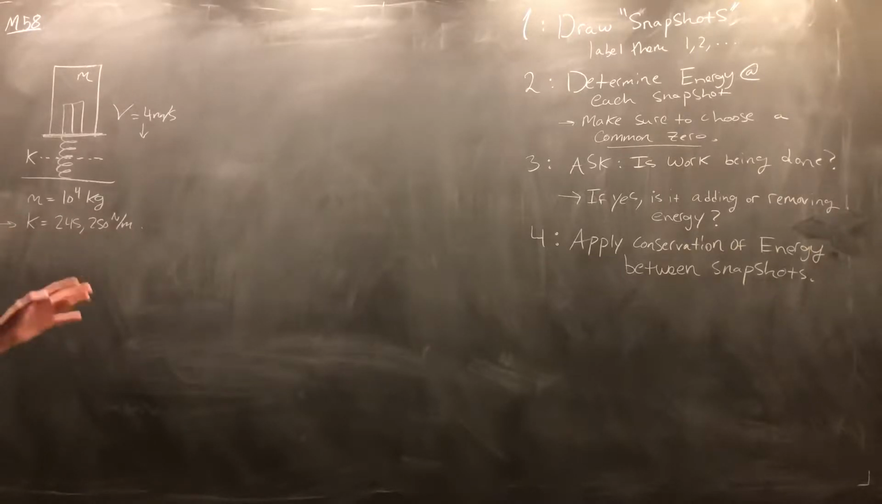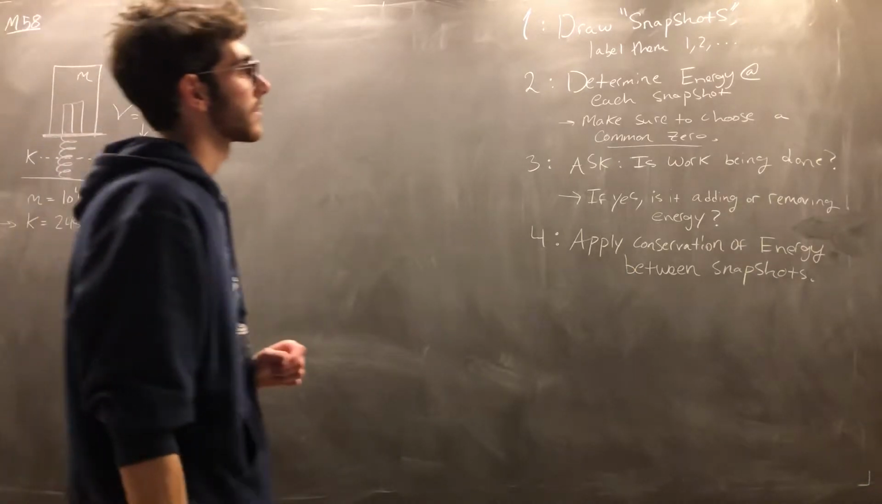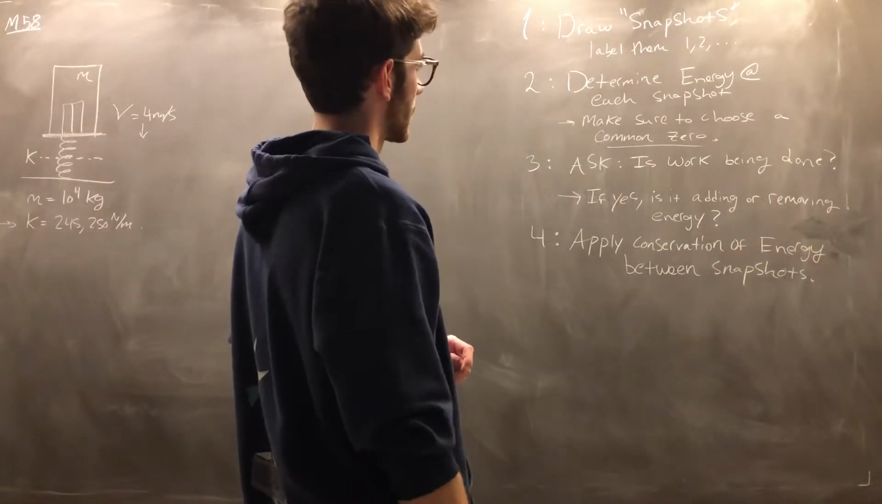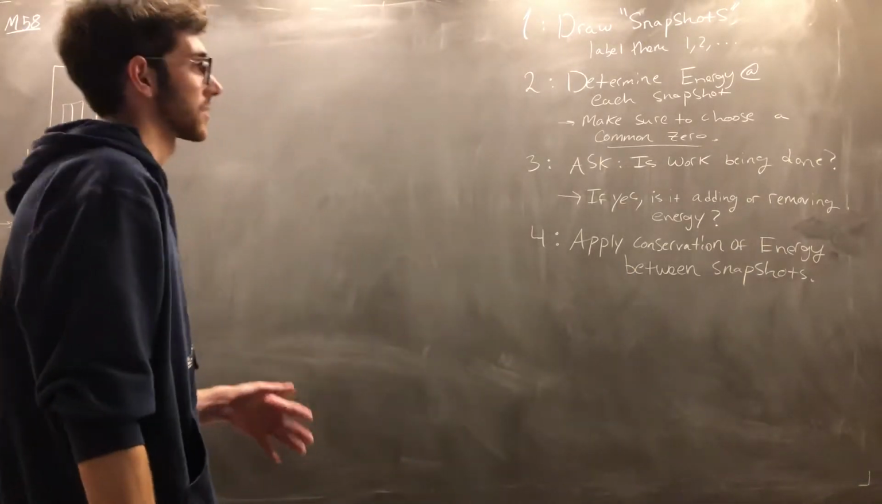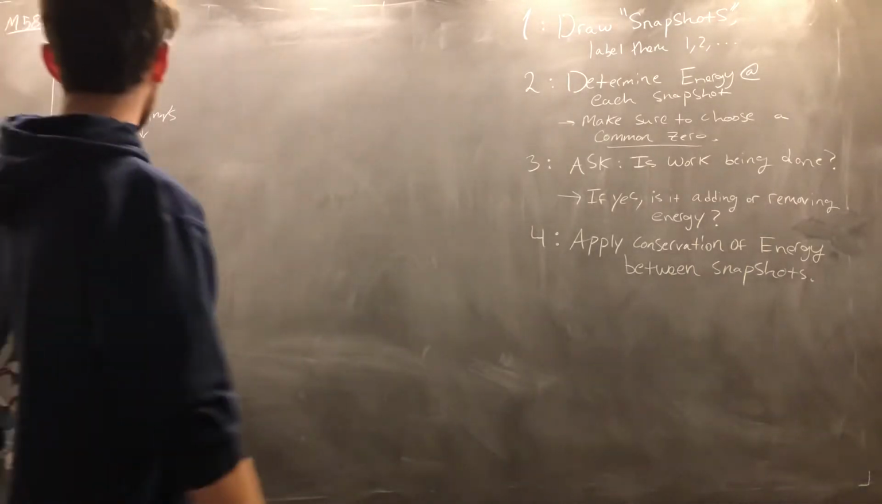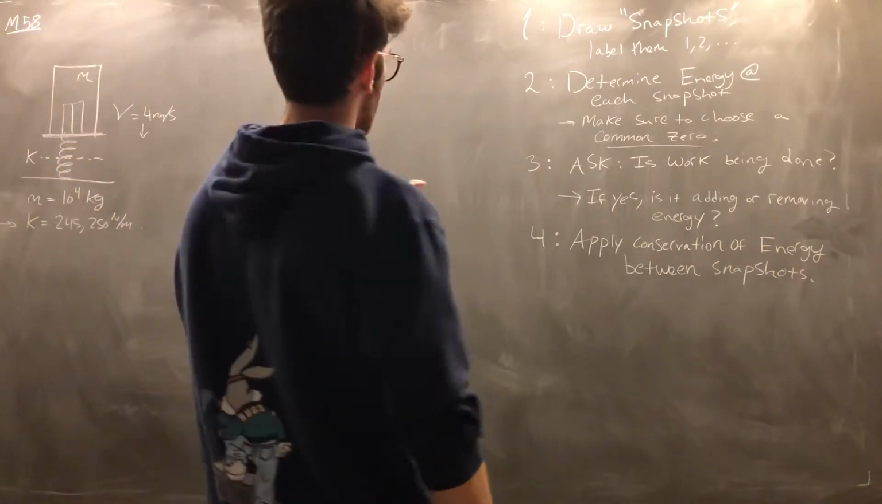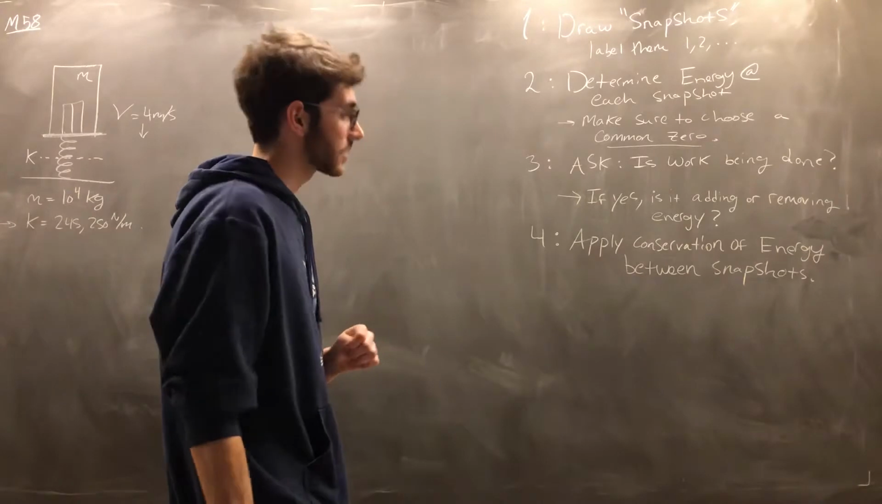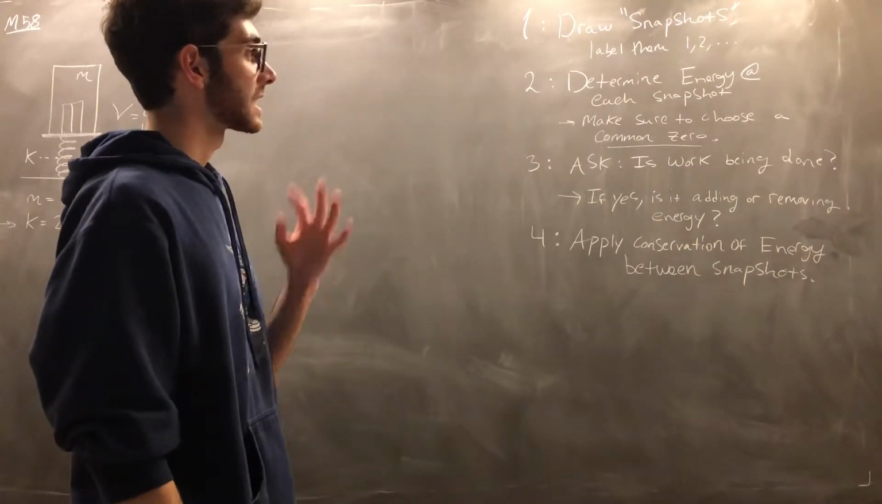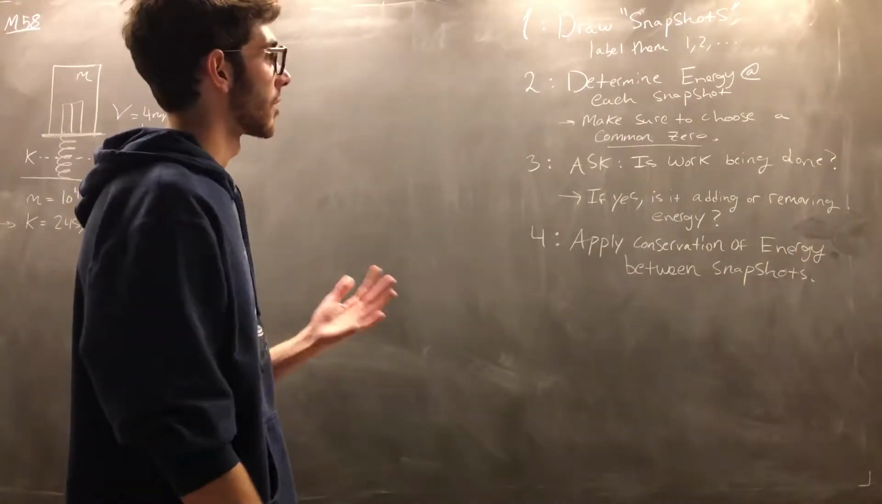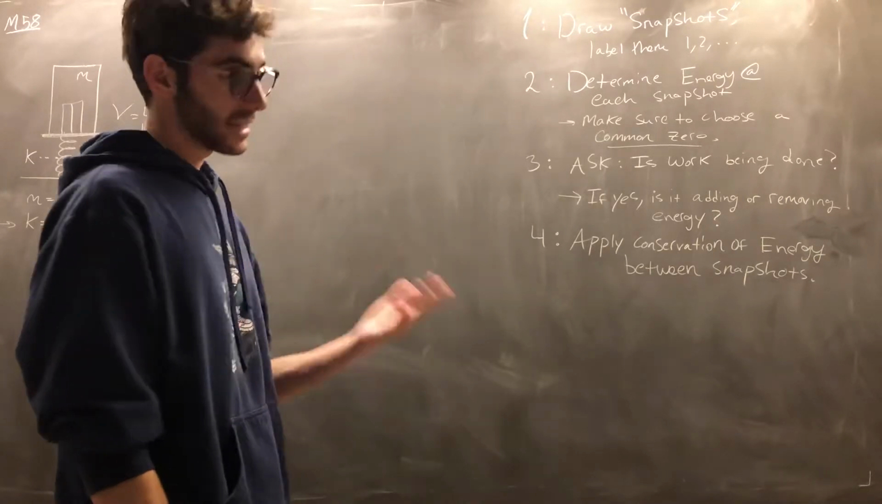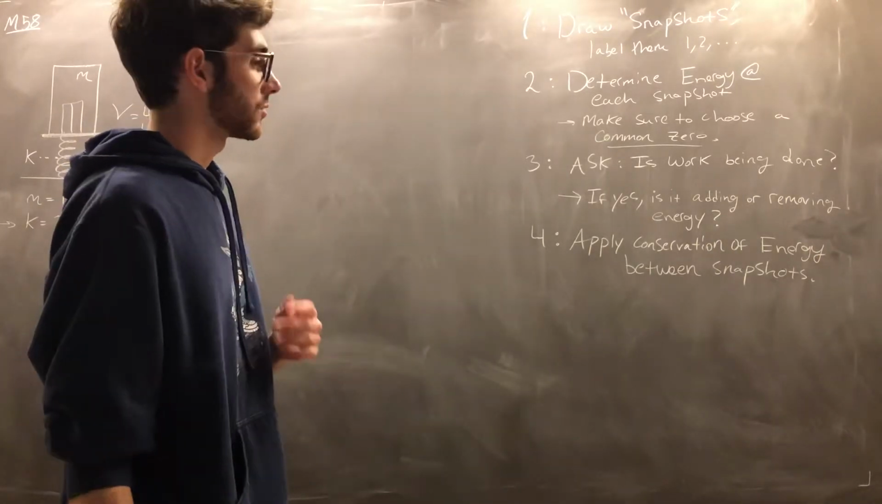That's the problem. We're going to solve this with energy using this algorithm I've written down here. So let's talk about that for a minute. I think this is a pretty general framework for solving systems like this with energy. Step one, I call it draw snapshots of the system at particular moments in time, and then label them. So what do I mean by drawing snapshots?